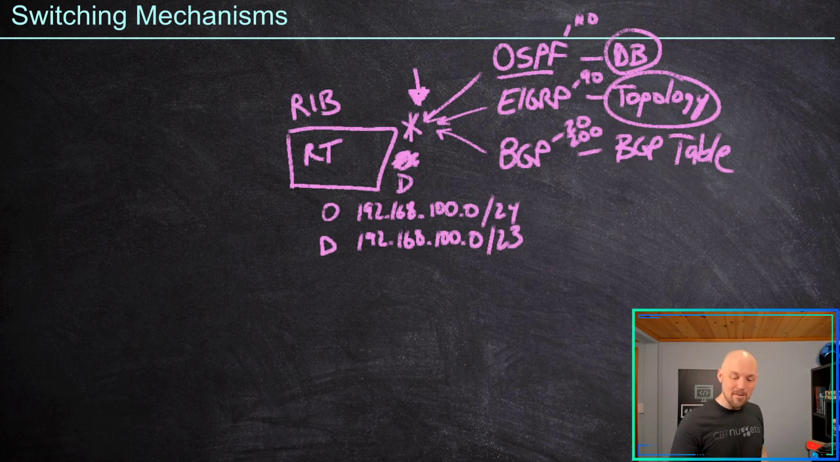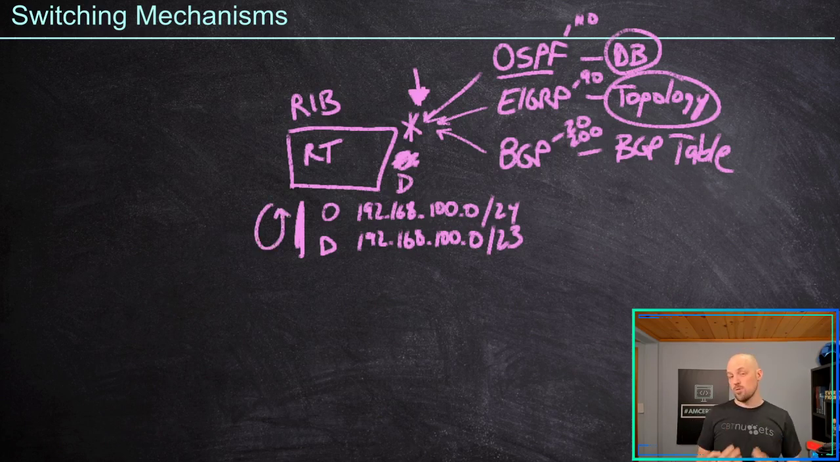So if I look at my routing table and I see these two routes next to each other, we're done with comparing OSPF and EIGRP. Once we're looking at the routing table, we are looking for the most specific route. We're going to look through the whole routing table and find the best fit for our lookup. Now, most specific route means highest subnet mask.